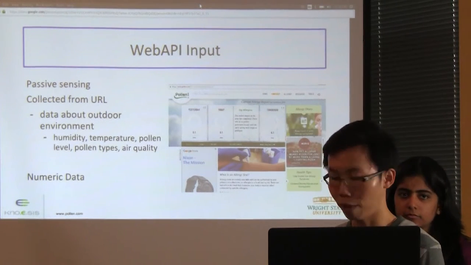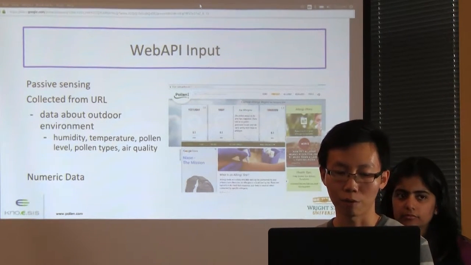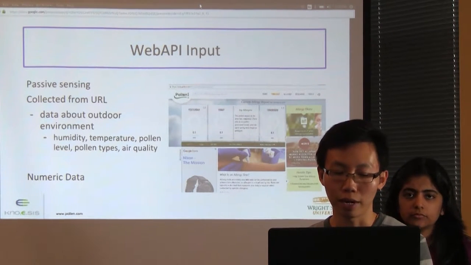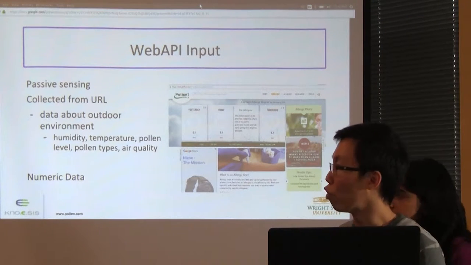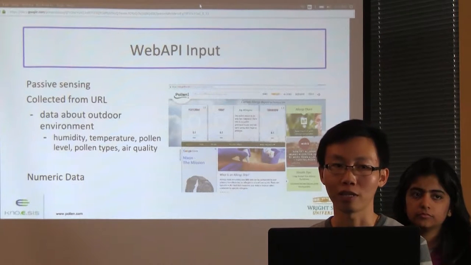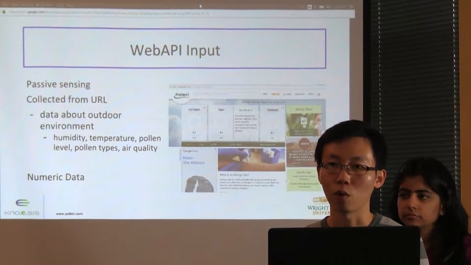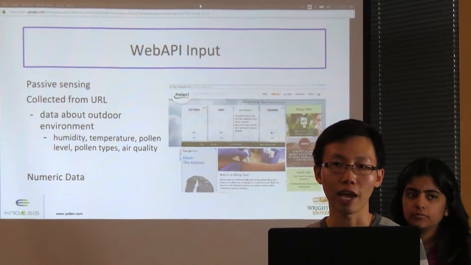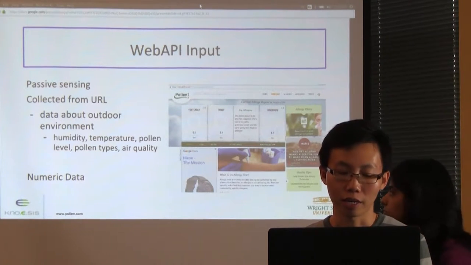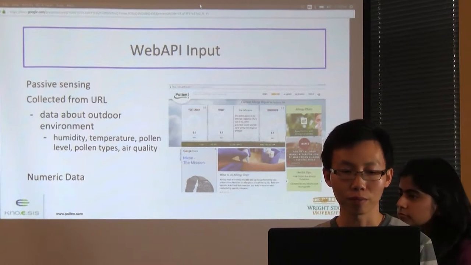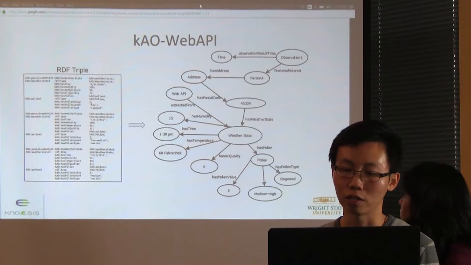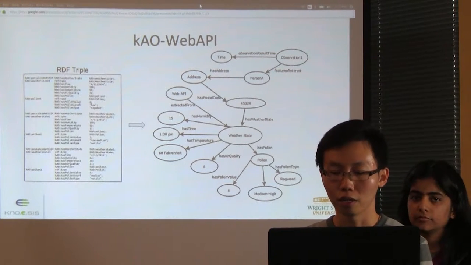Web API input is a type of passive sensing because we collect the data from a URL. The data is mainly about the outdoor environment. The picture is of one of the websites, Pollen.com, that we collect our data from. We give the postcode of the area, and it gives the weather data for that area. The data is in numerical values. We convert this into triples, and this is how it's represented in our schema.